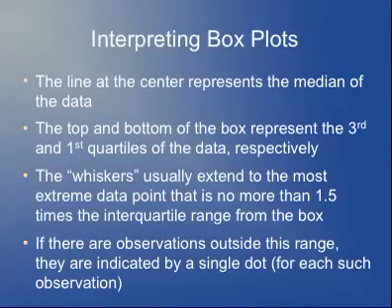So, to interpret a box plot, the line at the center is the median of the data. The top and the bottom of the box are the third quartile and the first quartile. And the whiskers in R and in most programs, when you draw this, extend to the most extreme data point that's no more than 1.5 times the interquartile range outside the box. And if there are observations outside that range, then they're indicated by a single dot, as I'll show you here in a minute.